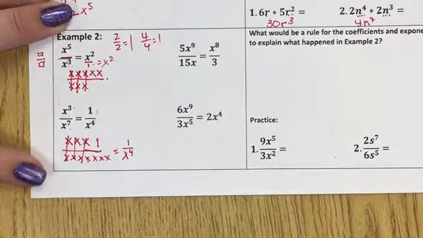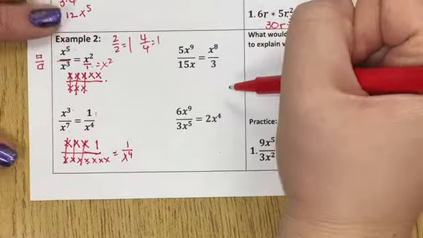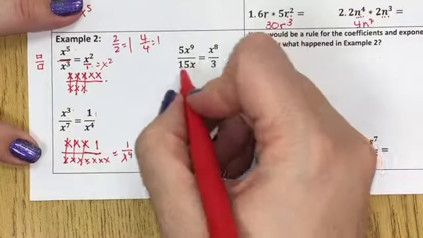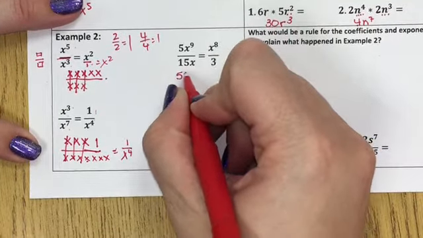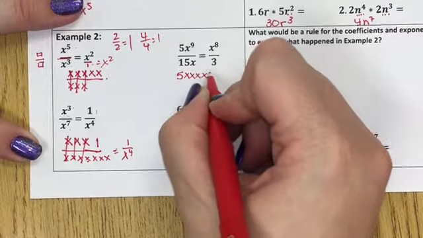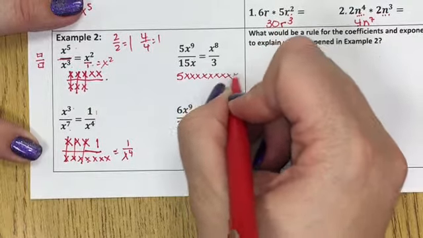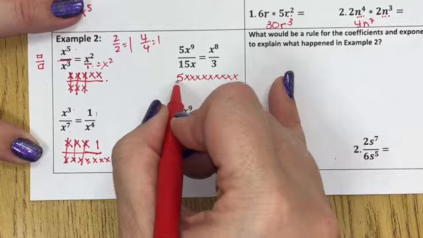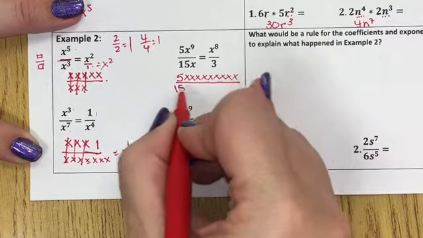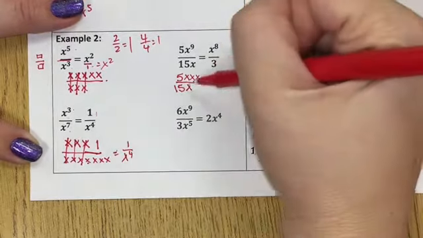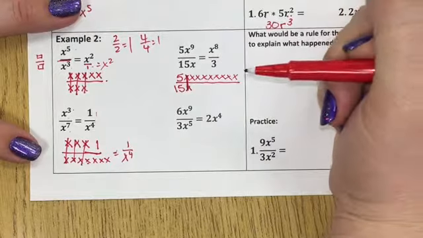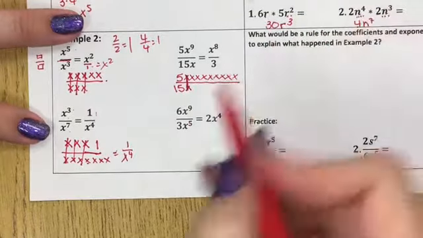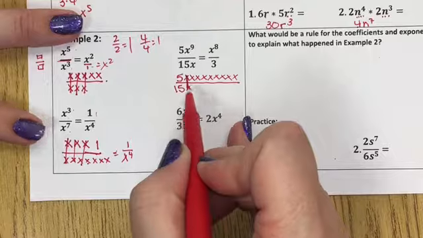Cool. All right, hopefully that didn't blow your brain. Let's take a look at the harder one. Now on top I've got 5 and then 9 x's: 1, 2, 3, 4, 5, 6, 7, 8, 9. And then on bottom I've got 15 and 1 x. So you already know that x divided by x is 1, so that cancels out the only x that was down here.